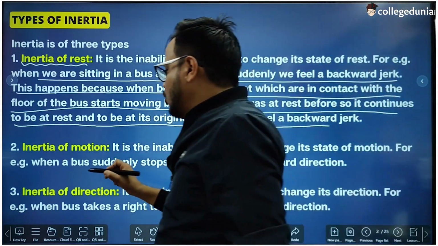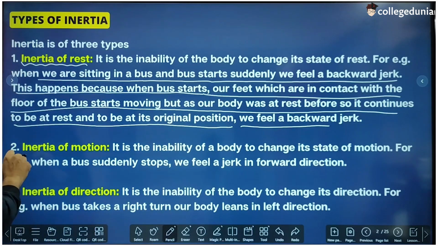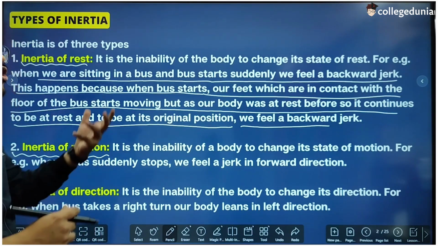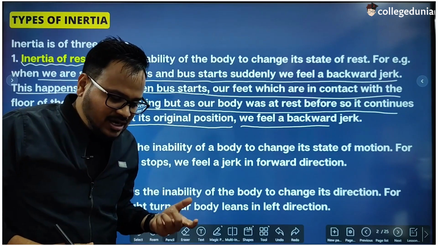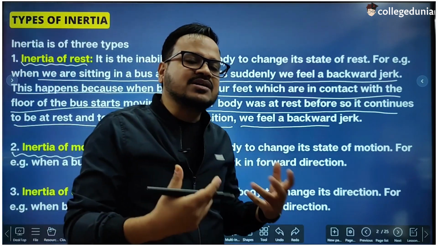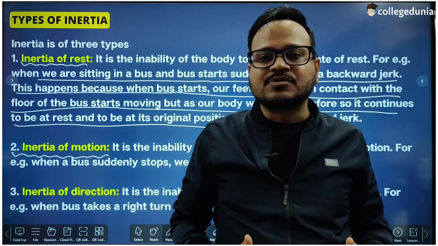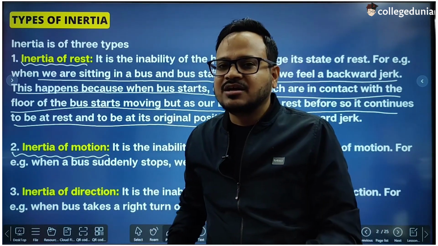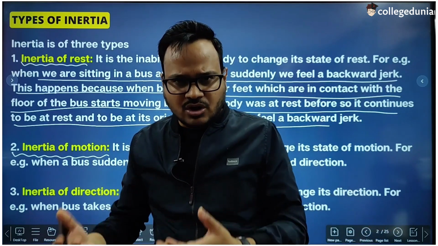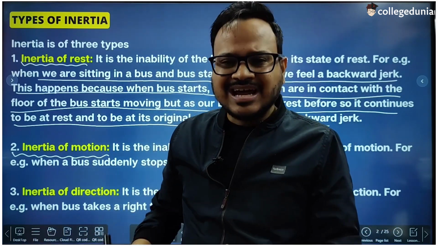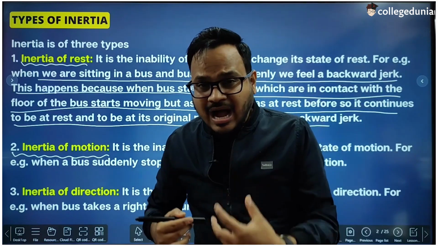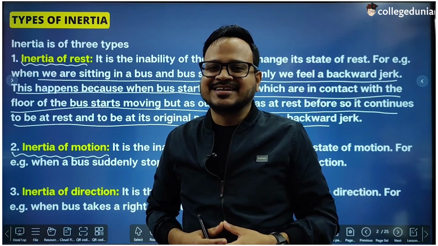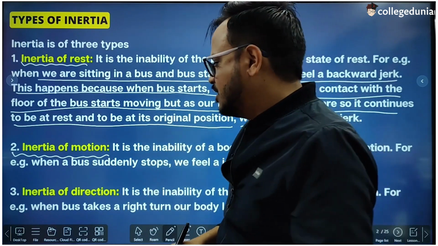What is inertia of motion? Inertia of motion is the inability of a body to change its state of motion, right? When we are sitting in a bus and the bus is moving and suddenly stops, we feel a forward jerk. This is because, for the same reason, the feet which were in contact with the floor of the bus stop with the bus, but the upper part tries to remain in motion due to inertia. So that's why we feel a forward jerk, right?